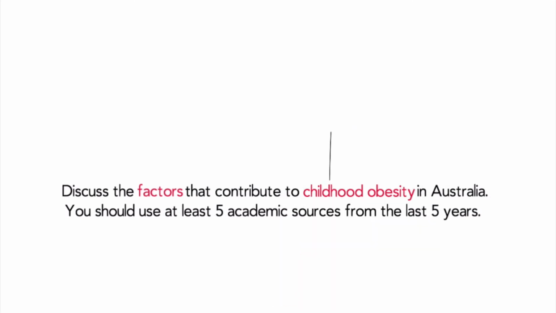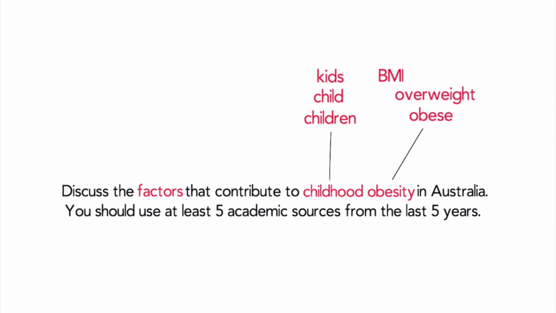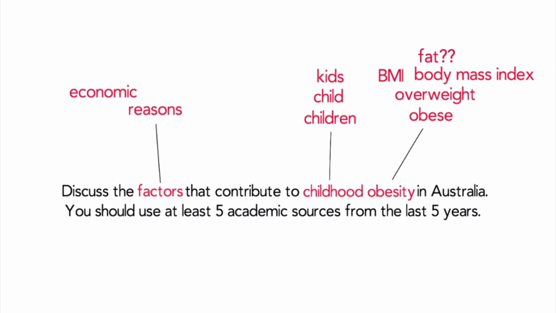Childhood. Other words to describe this can be children, child, or kids. Obesity, obese, overweight, BMI, body mass index, maybe even fat. Factors. Another word could be reasons, and the factors can be specific. For example, economic, lifestyle, education, diet, or exercise. These similar words are important when you start researching. Your readings and textbook can also help you find similar topic words.